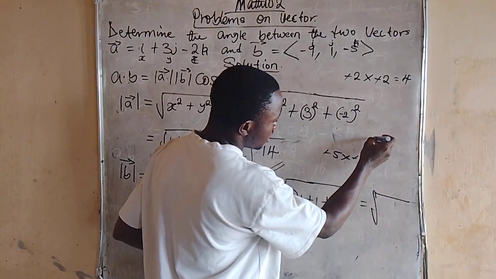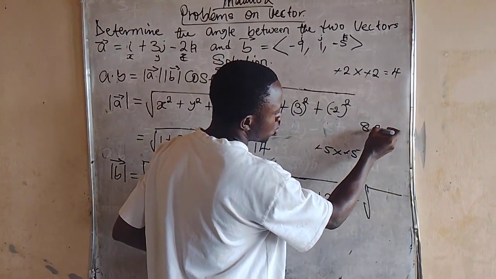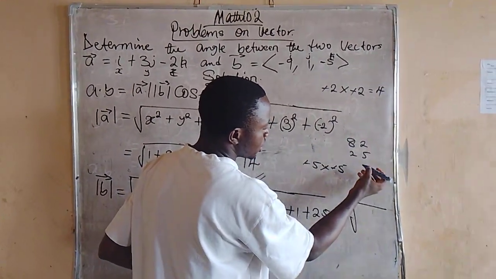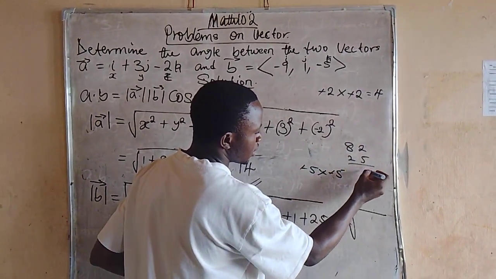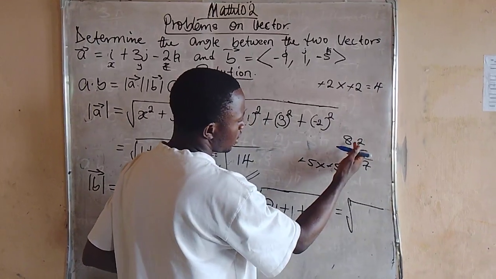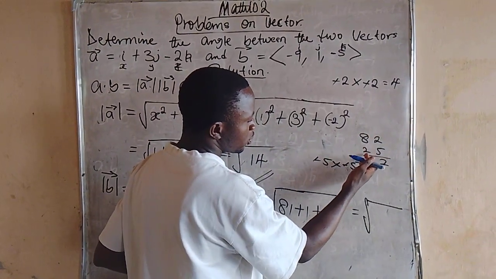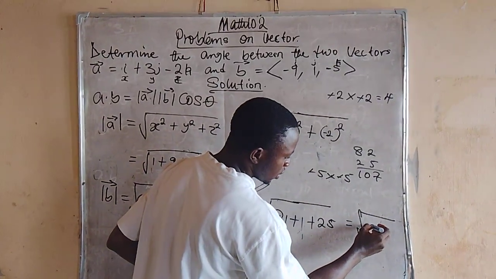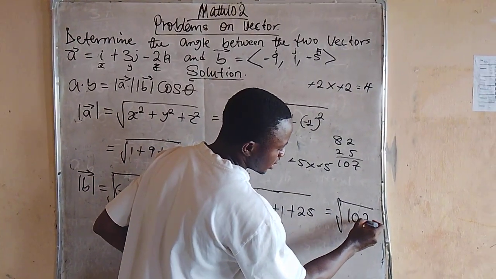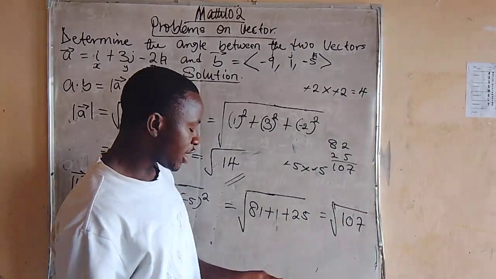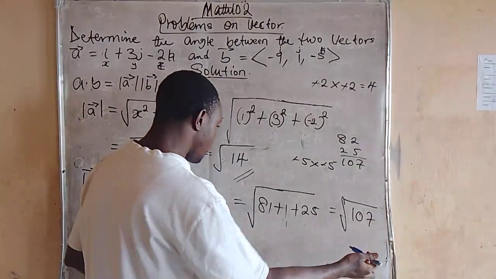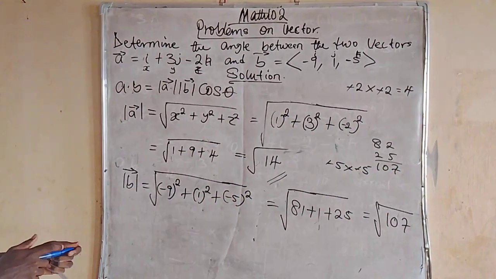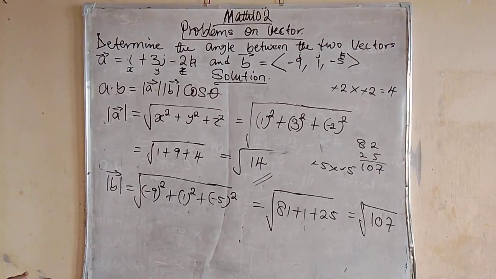82, right? Everything here is what? 82 plus what? 25. This plus this. 2 plus 5 is what? 7. We have 7. 8 plus 2, we have 10. So the answer is going to be what? 107. So the square root of 107 is the value for the magnitude of what? Vector B. The magnitude of vector B.